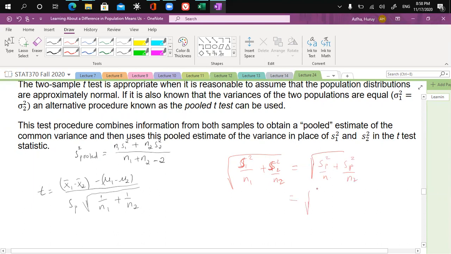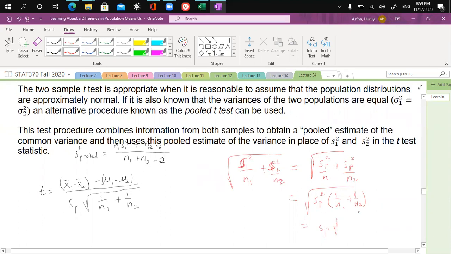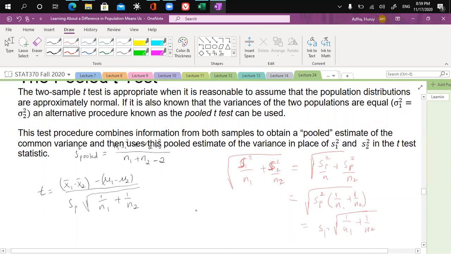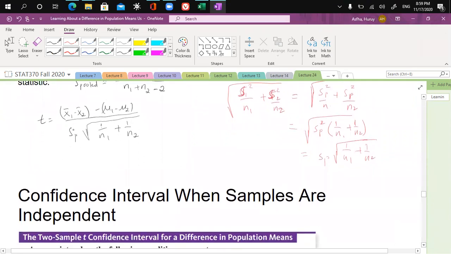And this is, you can factor out SP squared, and you will have 1 over n1 plus 1 over n2. And now you can take this one out of the square root because it's squared. So we have S sub P times the square root of 1 over n1 plus 1 over n2. And this is what we have here. So that will be the test statistic. Everything else is the same. So we just replace S1 and S2 by this SP, and then the formula becomes this one.